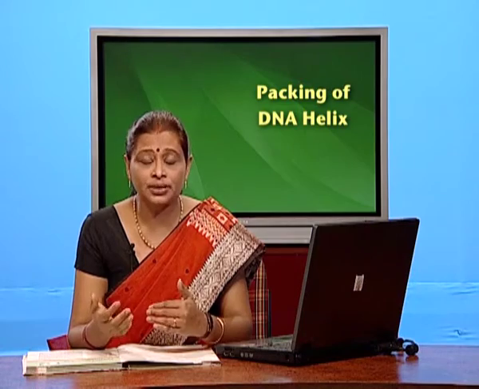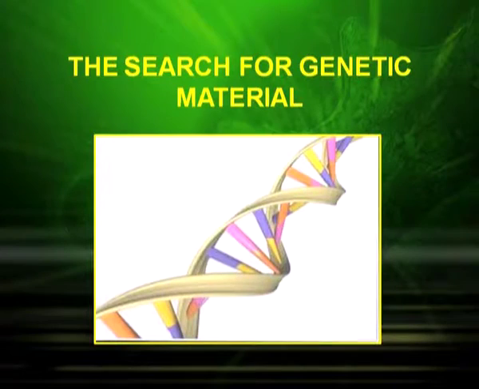Now, a very important question is: what is the chemical nature of the DNA? We have studied the chemical nature, but how was it proved that DNA is a genetic material? So, now let us study certain experiments that led to the proof that DNA is a genetic material, not other macromolecules like RNA or carbohydrates. So, now let us study the search for genetic material.